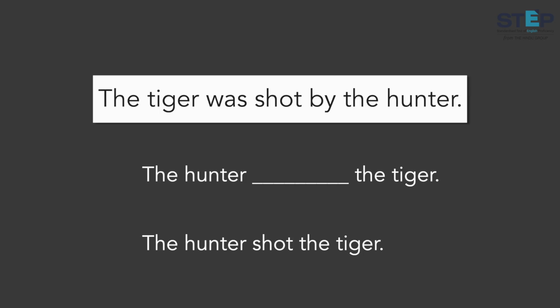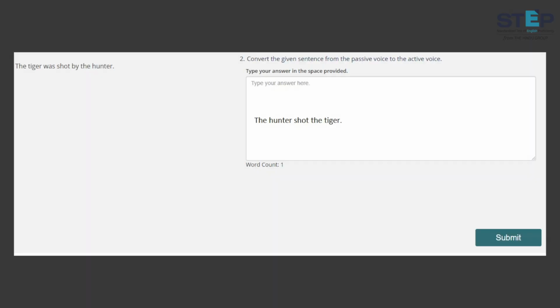Remove by and the be verb was. The base form of the main verb was shot in the passive voice sentence is shoot. The past tense form is shot. We get the sentence in the active voice, the hunter shot the tiger. Now let's look at our last question.